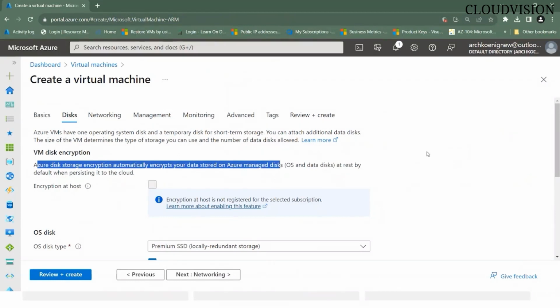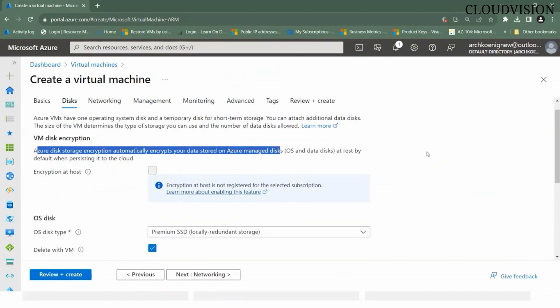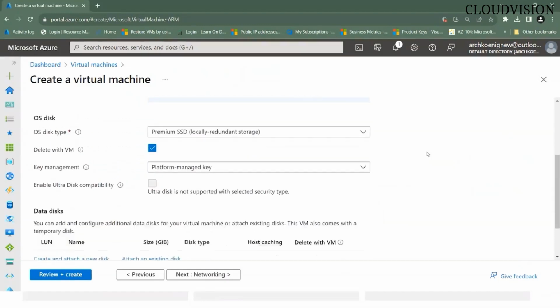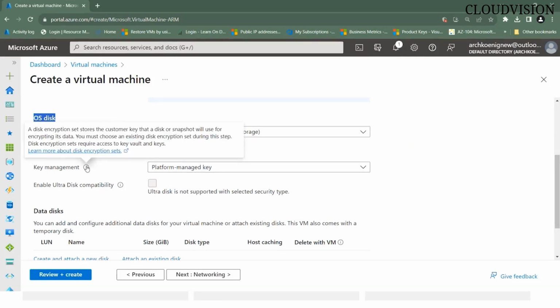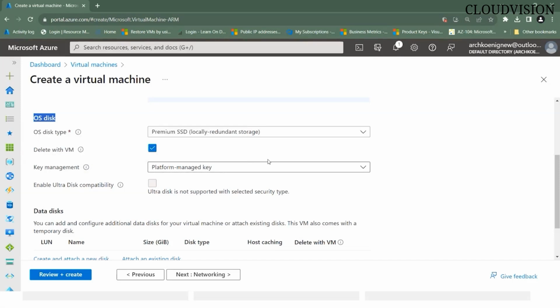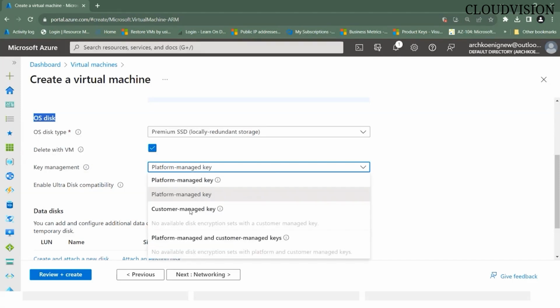That means this will be encrypted automatically. And you see right here for your OS disk, the key management is PMK, platform managed key. This is managed by the platform, by Microsoft itself. If you do not want to use PMK, then you can go with your CMK, customer managed key. If you have your own key, you can use that. If you want to use both PMK and CMK, that is also possible. But by default, there would be PMK.